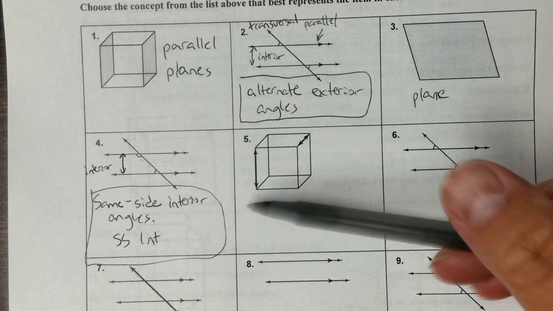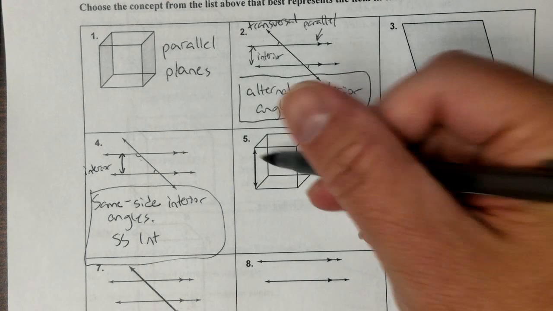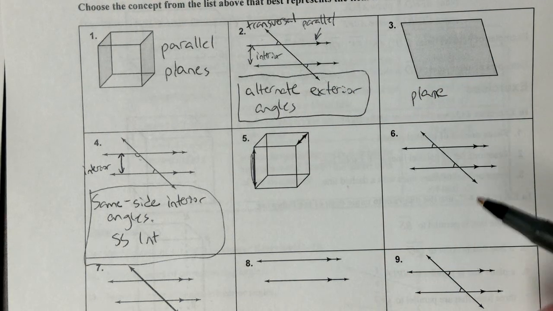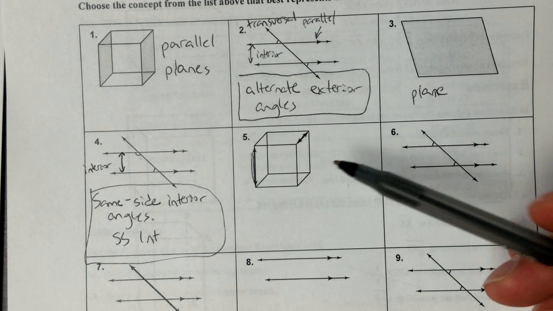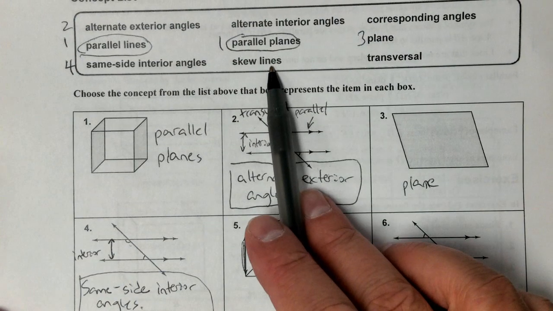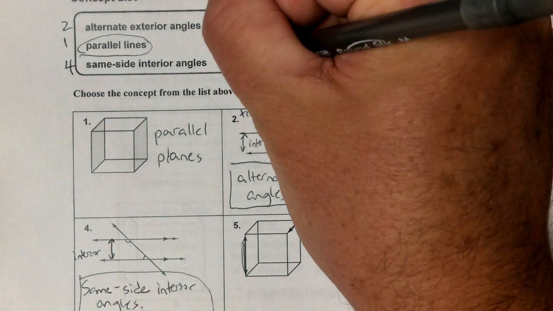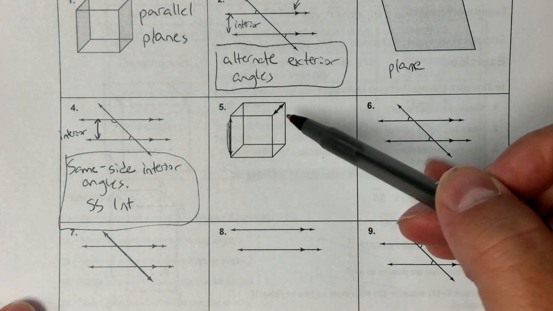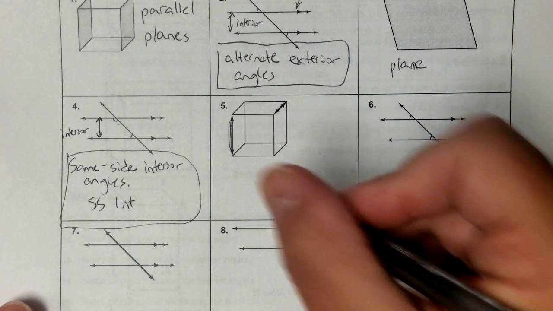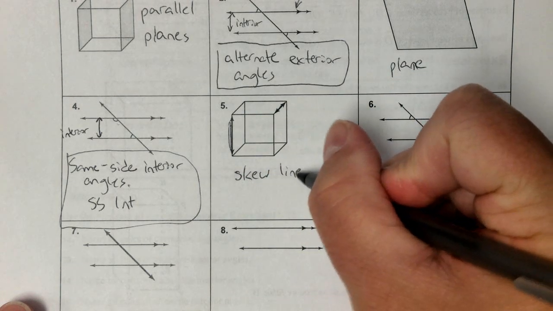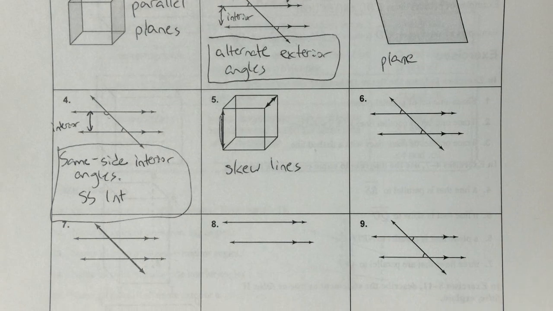Number 5, this one is showing this line and this line. So they're not on the same plane. So this definition is skew lines. This is number 5. Basically, you see that they're not on the same plane and they don't intersect. So SKEW, skew lines.